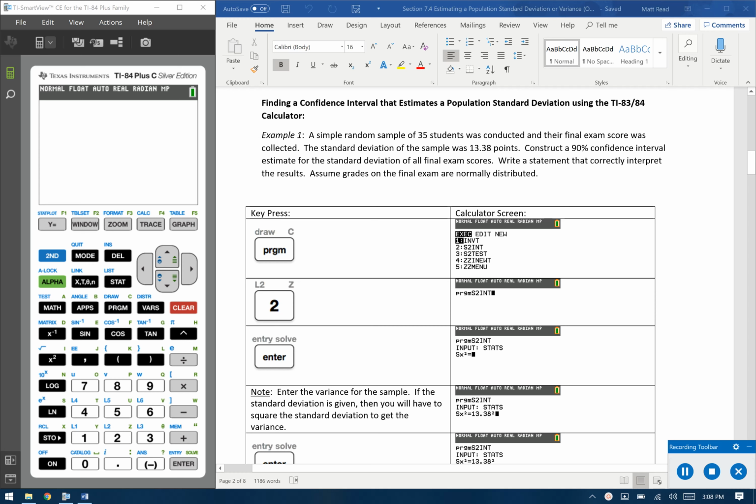We're going to construct a 90% confidence interval estimate for the standard deviation of all final exam scores. Write a statement that correctly interprets the results. Assume grades in the final exam are normally distributed.